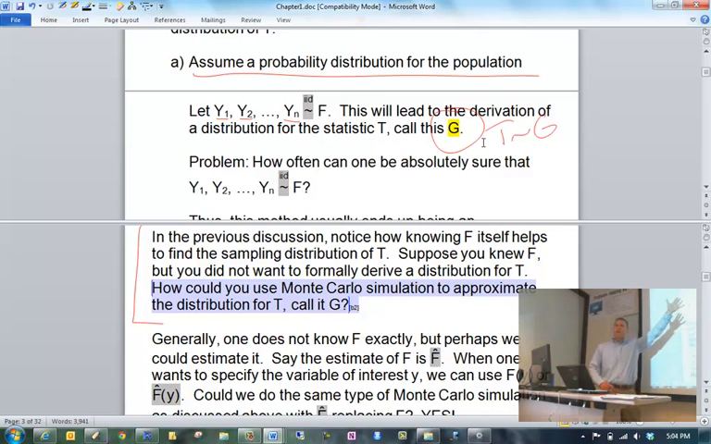Once you know F, you can do some nice mathematics to derive G, the distribution of T. Suppose you knew what F was, but you actually didn't want to go through the process of all the math. Maybe you're being a little lazy. You don't want to do all that mathematics. How could you use Monte Carlo simulation then to approximate the distribution of T?